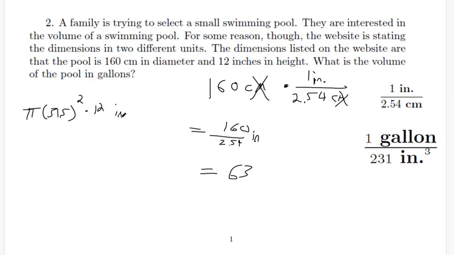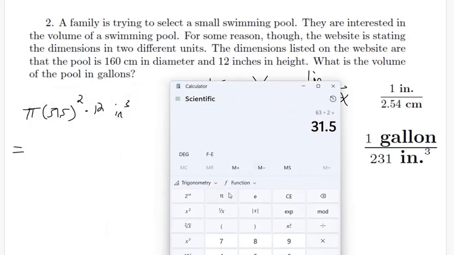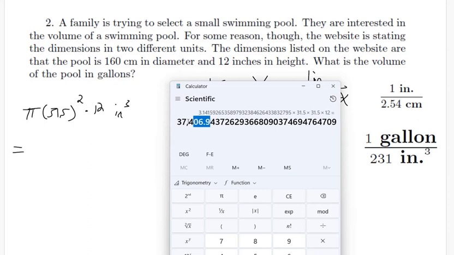And this is inches cubed. Because this is inches, inches times itself makes inches squared. And then 12 was also in inches, so we get inches to the third power. Okay, and then going left to right with my calculator, here's pi times 31.5 times 31.5 times 12. So here's our answer in cubed inches.